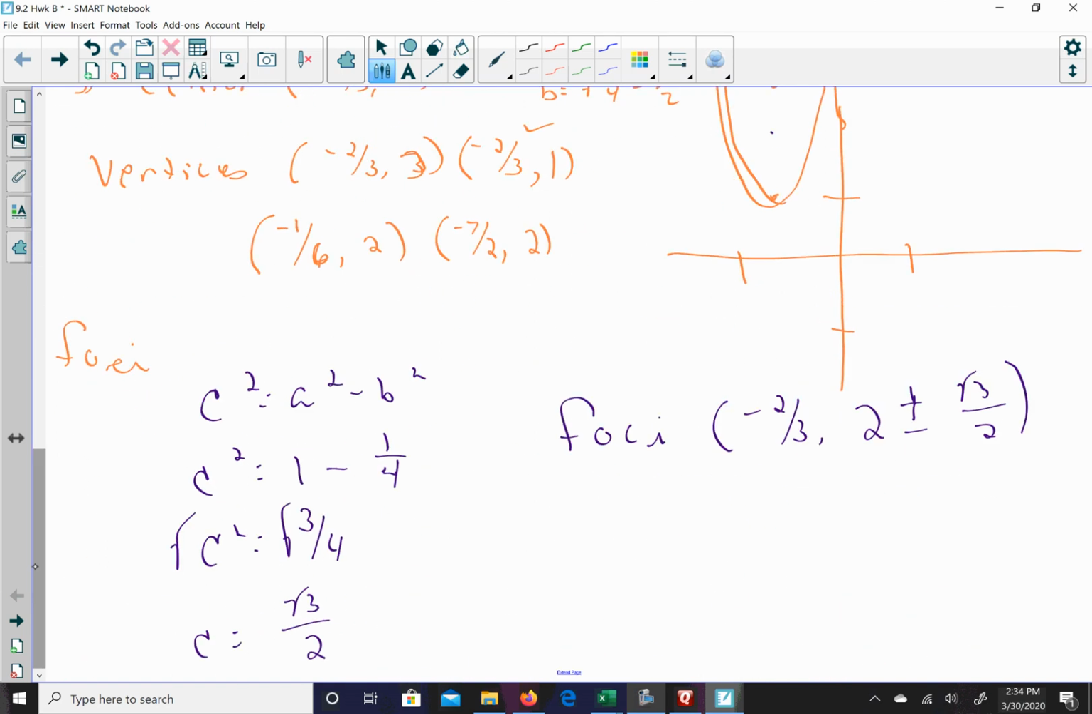Eccentricity is so simple. Eccentricity is just simply C over A. So C is the square root of 3 over 2. A is 1. So it'll just be the square root of 3 over 2. And that's my eccentricity. So a lot of information for number 22, but there's all the work.